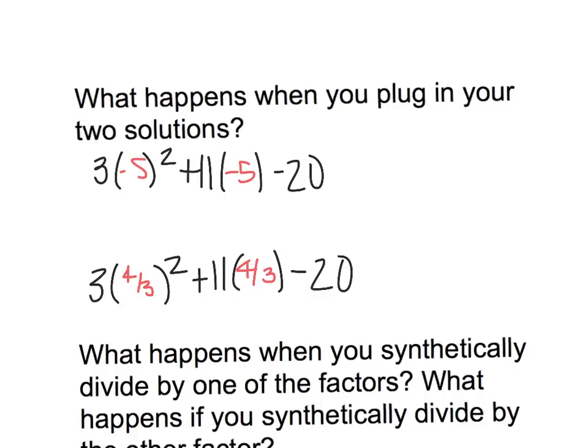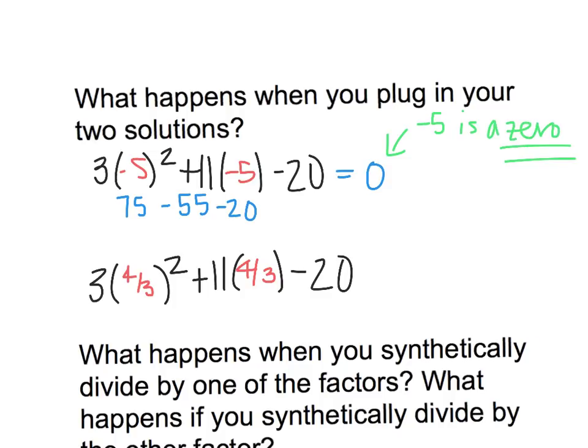So 3 times negative 5 squared, well, that'd be 3 times 25, so 75. 11 times negative 5 would be negative 55, minus 20. Well, if I do 75 minus 55 minus 20, I get 0. Recall that the reason we get 0 here is because negative 5 is a 0 of the function. What it means to be a 0 is that if you plug in that number, you're going to get an answer of 0. That's one of the things it means.